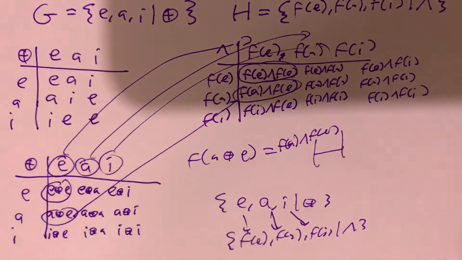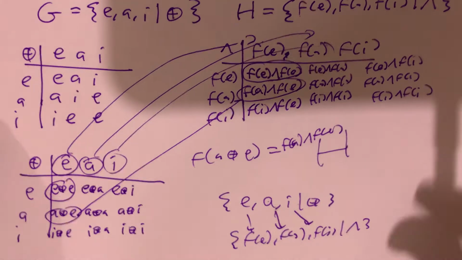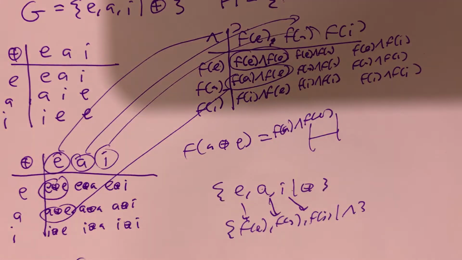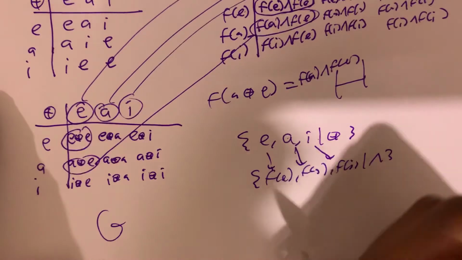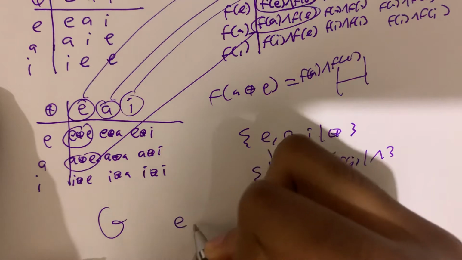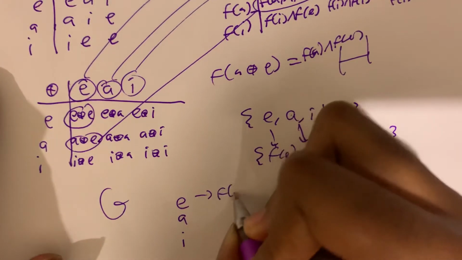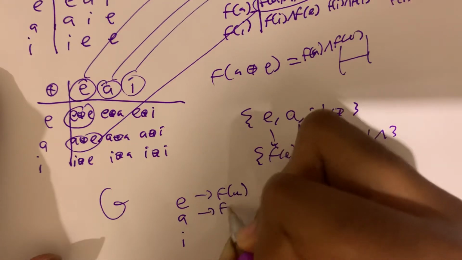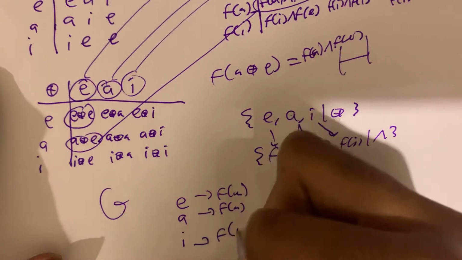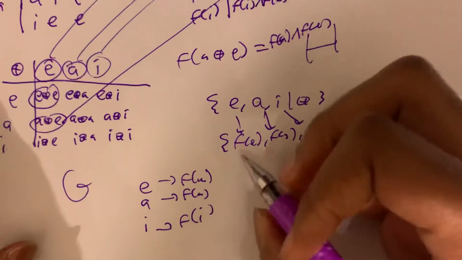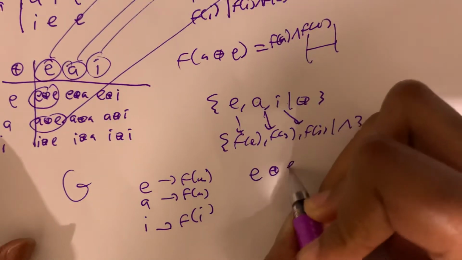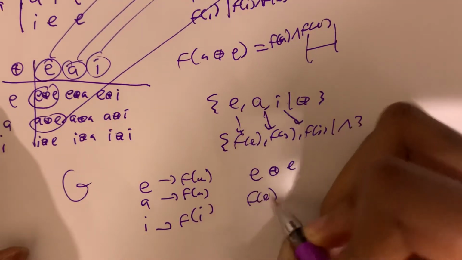So this is where the whole pie comes together. That's what I usually say. Everything comes together here. We could literally relabel E, A, and I to f of E, f of A, and f of I, and then relabel E operated with E as f of E wedge f of E.